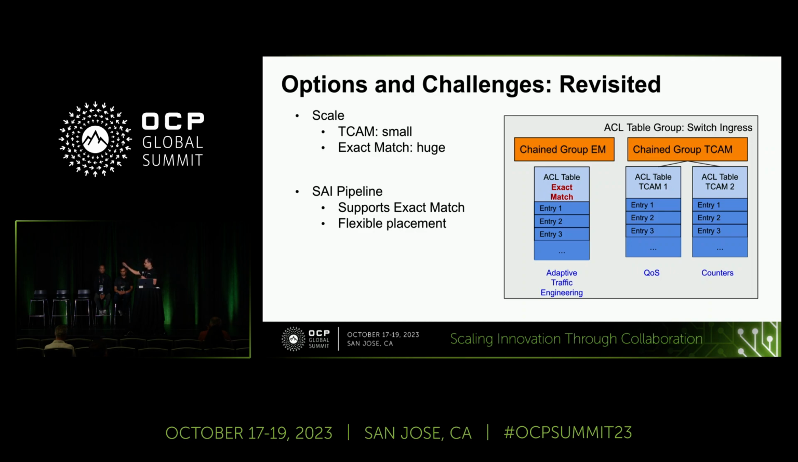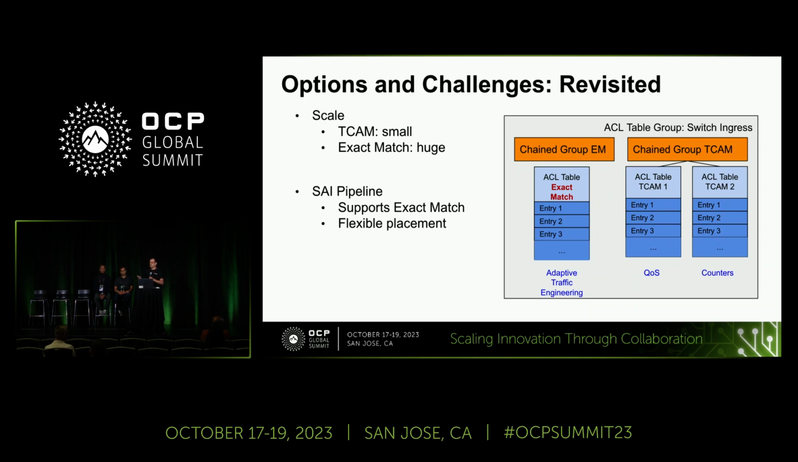If you look at the diagram on the right, you will see that there is a single ACL table group, which comprises both TCAM-based ACLs as well as exact match ACLs. And this is held together by having them in different tables, but the tables in turn belong to different chain groups. One chain group of type TCAM and another chain group of type exact match.